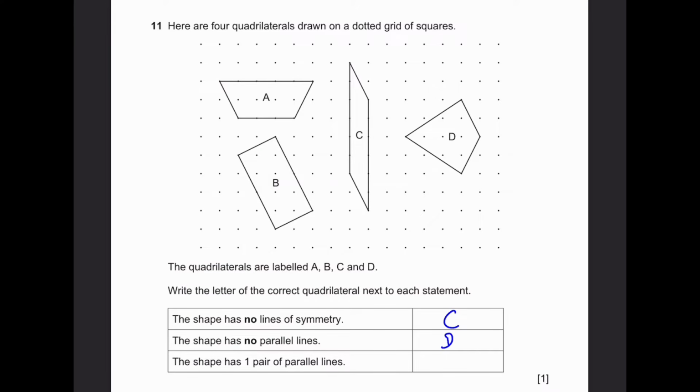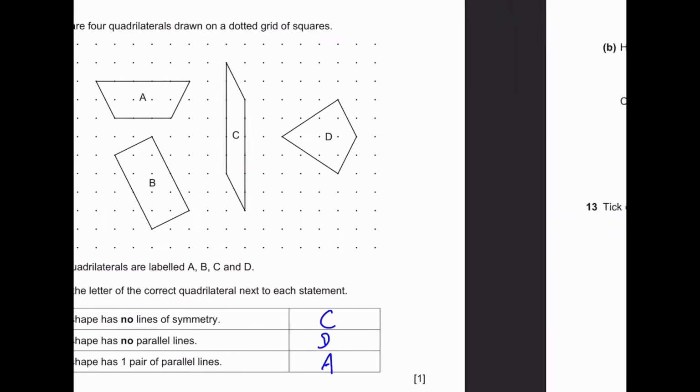The shape has one pair of parallel lines. Well, parallelograms and rectangles have both pairs of parallel lines. And the kite does not have any parallel lines. So A, we can see, is the only one which has one pair of parallel lines. That's our answer. Question 12.